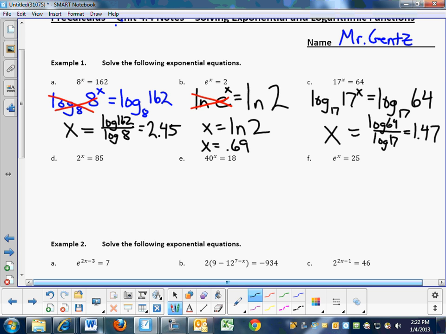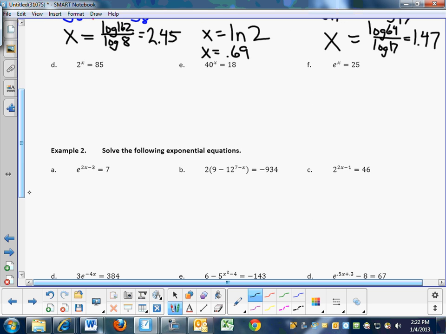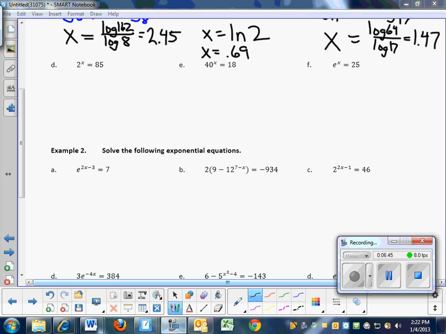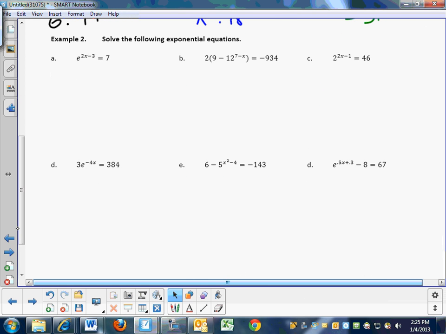Good. Why don't you try to do D, E, and F on your own? When you get an answer, come and put it up on the board. Try D, E, and F on your own. When you get an answer, come put it on the board. Okay, these are the answers. Everybody got them right. Way to go. You're super smart.